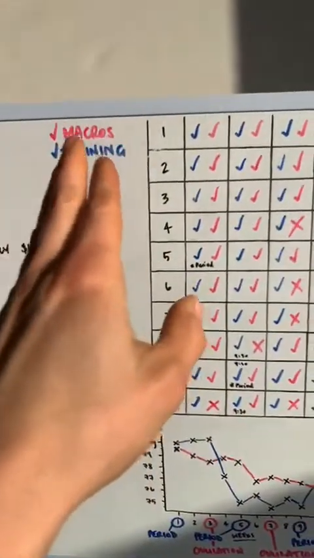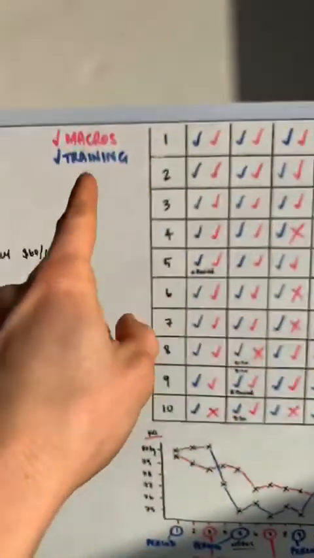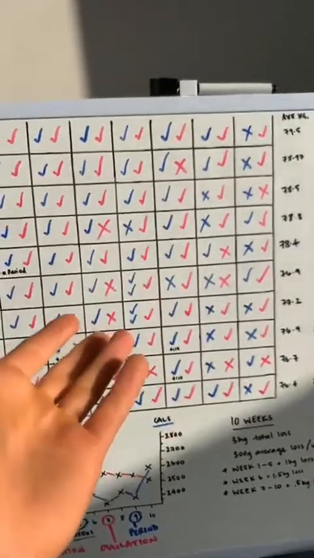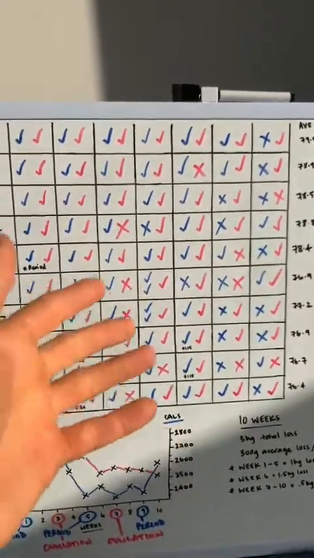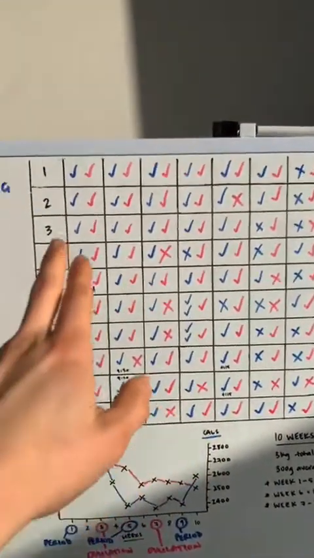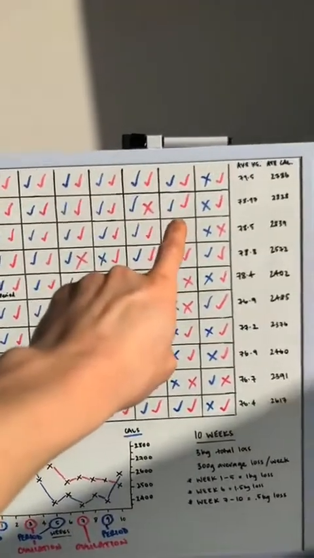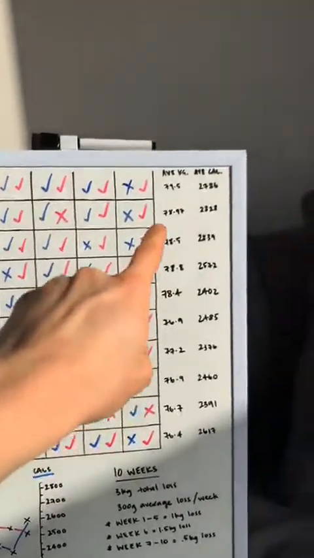So macros or calories is the pink ticks. Training is the blue ticks. A rest day is a cross, or a day that I've gone over my calories or just eaten really bad quality food, that's a cross. So what I've done is gone through every single day, and I give myself a tick for training and a tick for calories. And then I weigh myself.